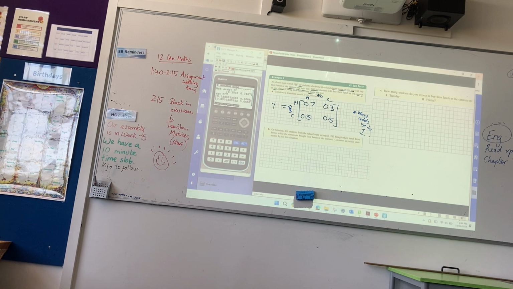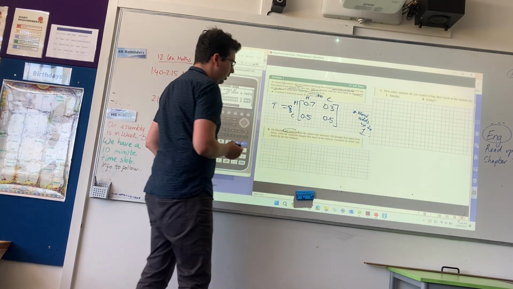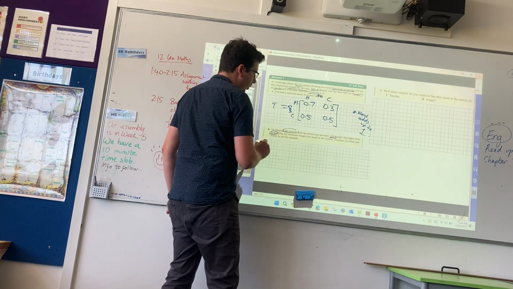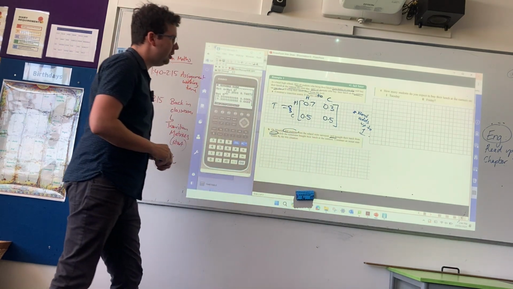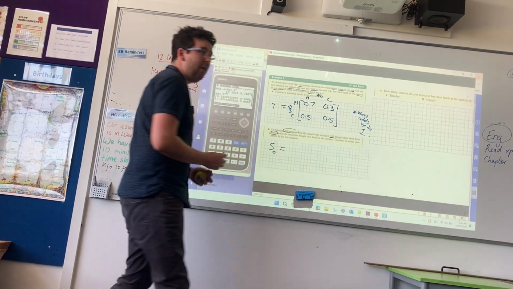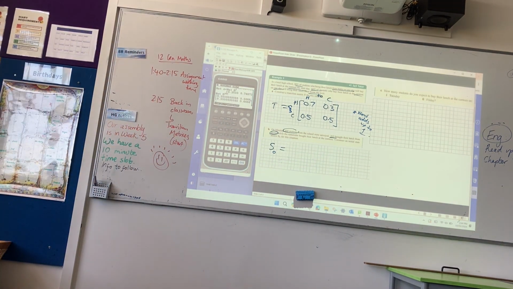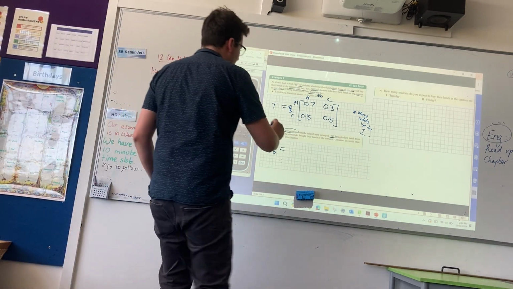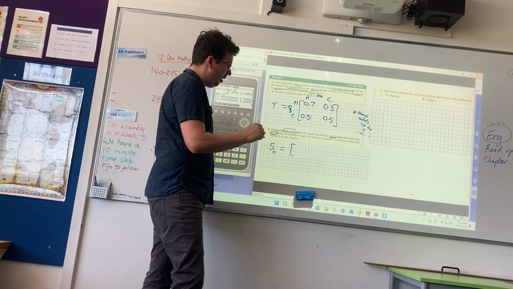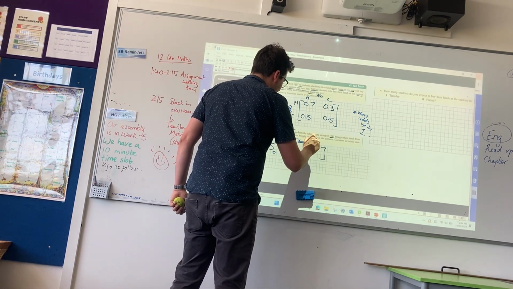On Monday, 400 students, can everyone circle 400? 400 were surveyed, 243 brought their lunch from home, while the remainder brought their lunch at the canteen. Construct an initial state matrix. Is our initial state matrix going to be a row or a column? Have a look back at our previous question, what did we do in the last one? It's going to be a row. What are the dimensions of that row matrix going to be? 1 by 2, because we're going to have home and we're going to have canteen.